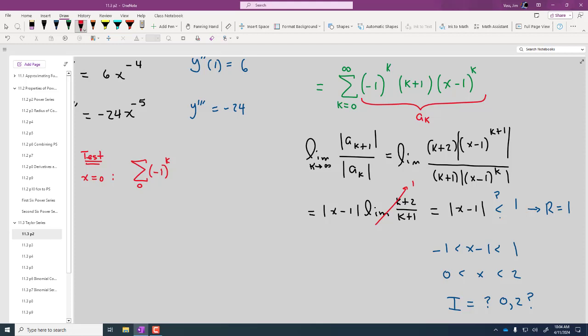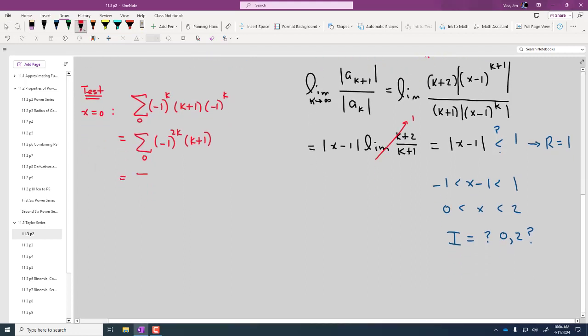So negative 1 to the k, we have a k plus 1. And if we plug in 0 right there, we have negative 1 to the k. So this will be the series form, and negative 1 to the k times negative 1 to the k is negative 1 to the 2k, which is 1. So that power is always even. If that power is always even, then this value is just 1. So we end up with that.